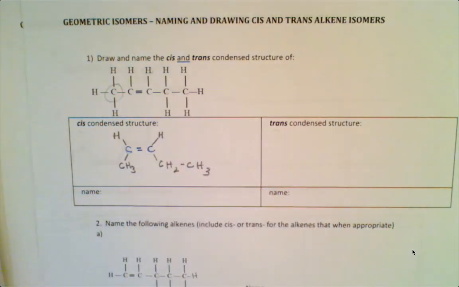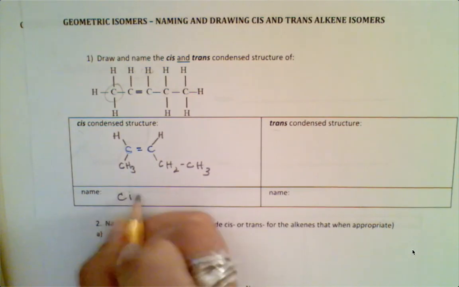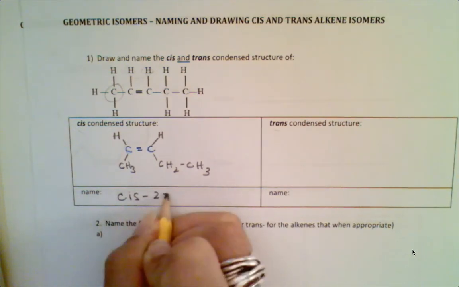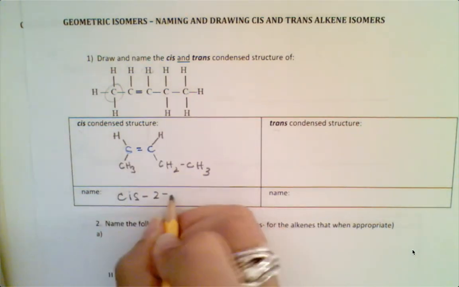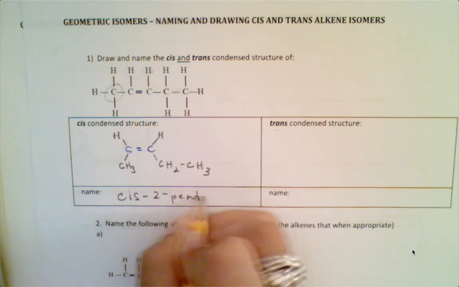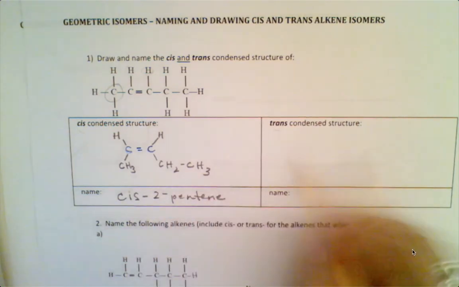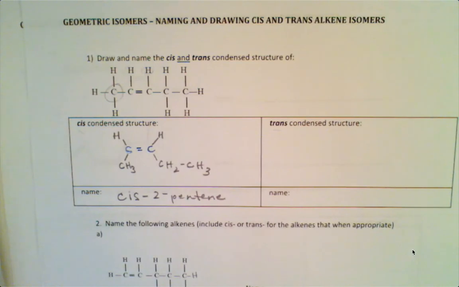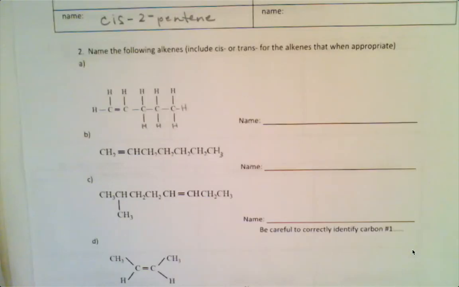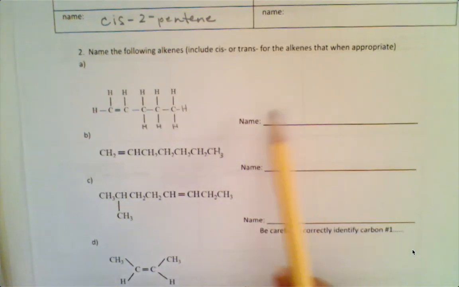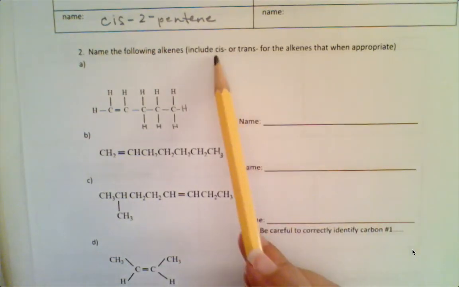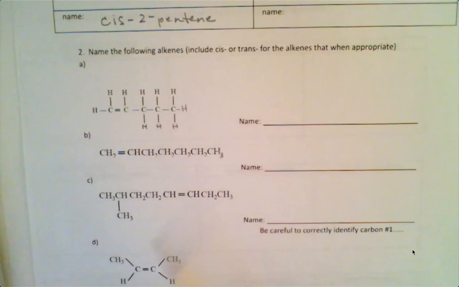And there you have the cis structure. So when I go to name this, you would do cis-2, and we said this was pentene. Okay, and you can go ahead and draw the trans version as well as naming it. In question number 2, what they're wanting you to do is to name it, and include a cis or a trans where appropriate.